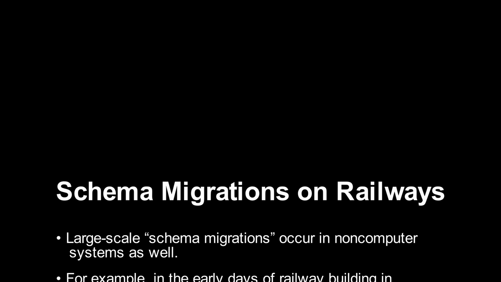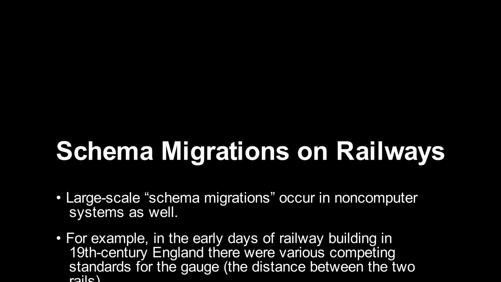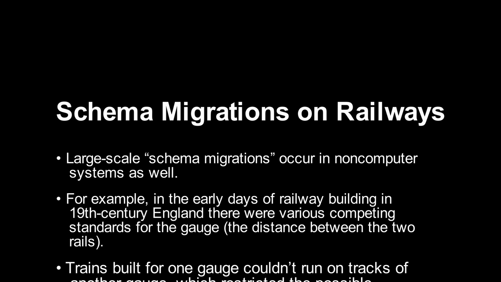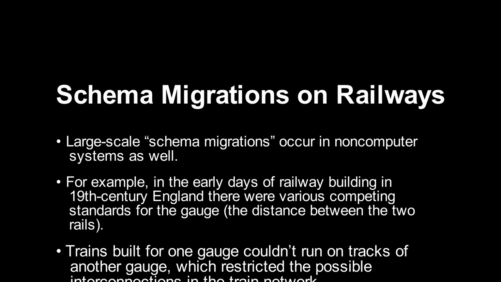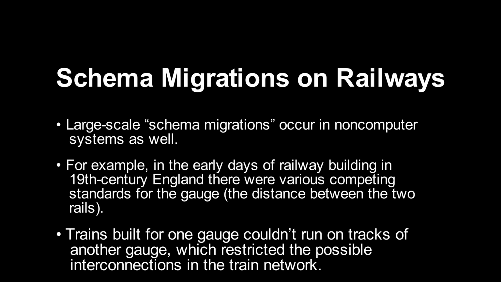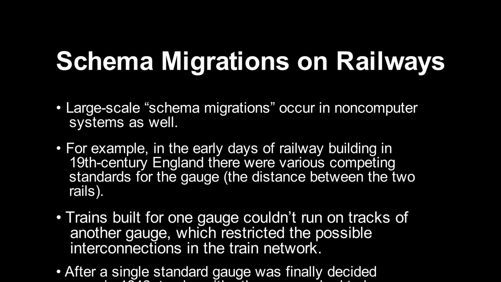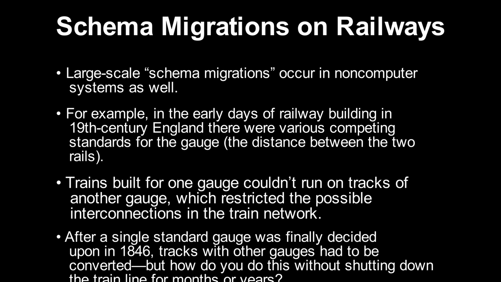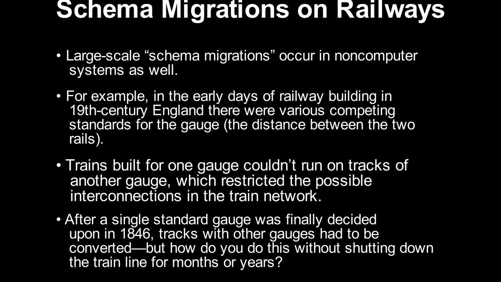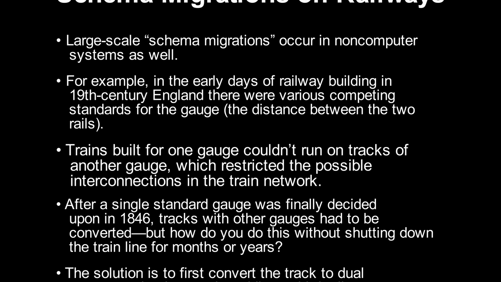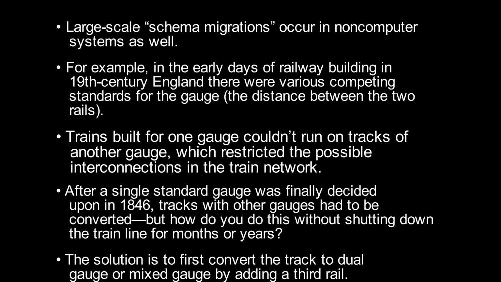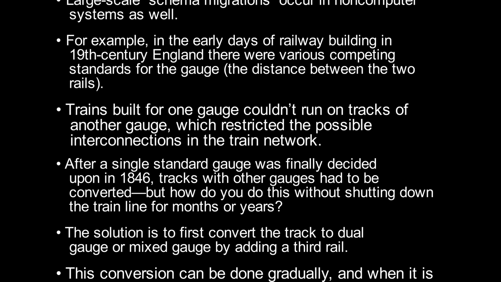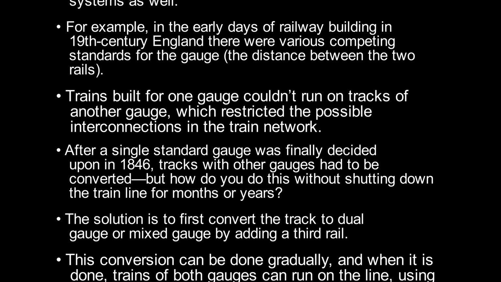Schema migrations on railways. Large-scale schema migrations occur in non-computer systems as well. For example, in the early days of railway building in 19th century England there were various competing standards for the gauge, the distance between the two rails. Trains built for one gauge couldn't run on tracks of another gauge, which restricted the possible interconnections in the train network. After a single standard gauge was finally decided upon in 1846, tracks with other gauges had to be converted. But how do you do this without shutting down the train line for months or years?